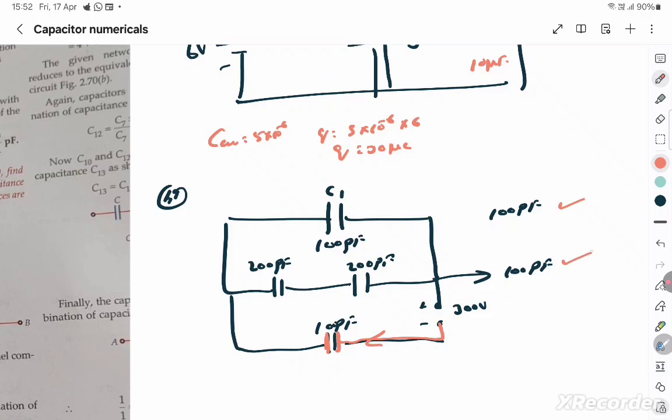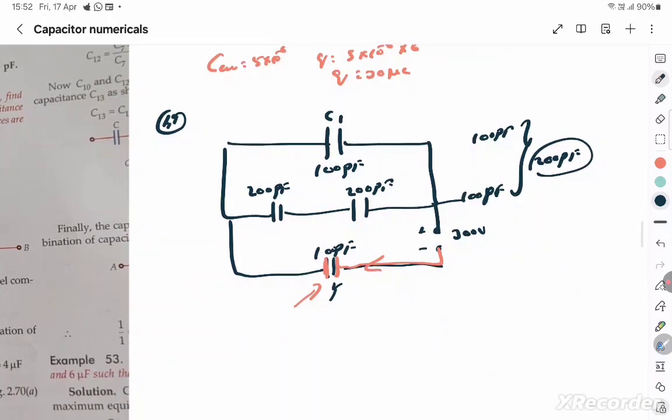This is 100, this is 100, and both of these together are parallel, which is in series with this 100 picofarad, correct? So these two together, this is 100 picofarad, this is 100 picofarad, and those two in parallel means it's 200 picofarad. That is in series with this 100, so it is 200 into 100 by 200 plus 100, which is 20000 by 300.